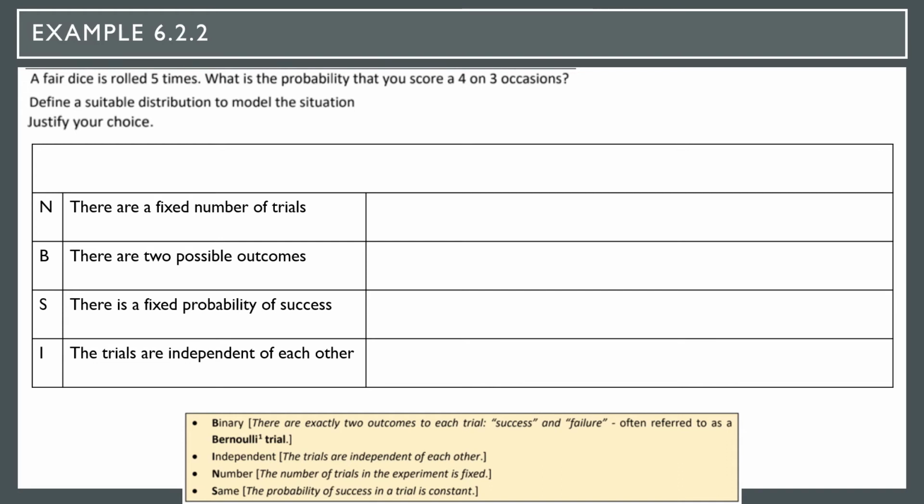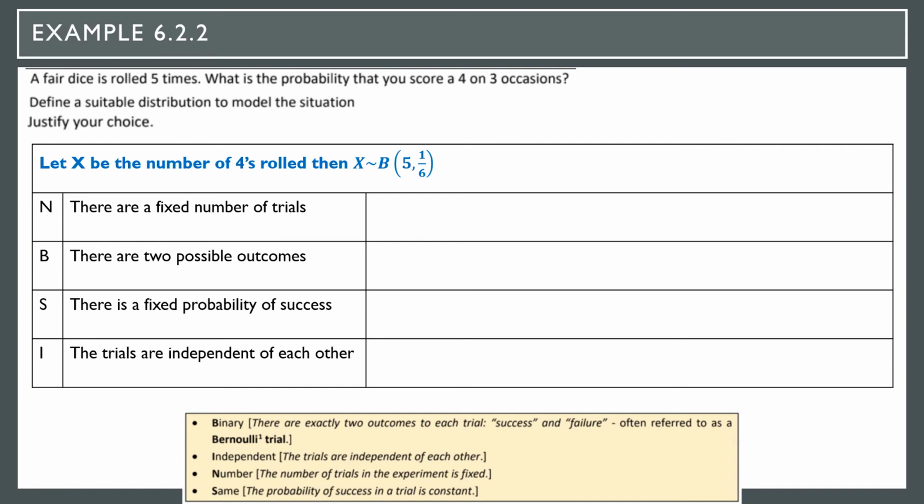If we remember, when we are carrying out a number of trials in an experiment which has only 2 possible outcomes, we can define a random variable, x say, to represent the number of successes in n repeated trials of a binomial experiment. Here, we know that we have 5 trials because we're rolling a fair dice 5 times, and we have 2 possible outcomes: success when we score a 4 and failure when we don't score a 4. If we let our random variable x be the number of 4s rolled, then we can say that our random variable follows a binomial distribution where n is 5 and the probability of success is 1/6.